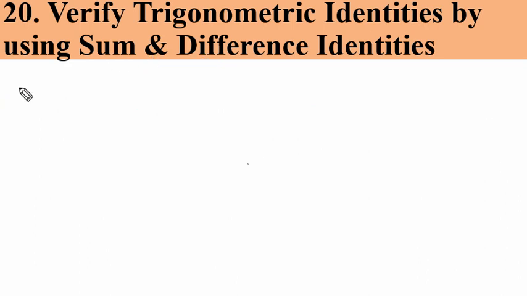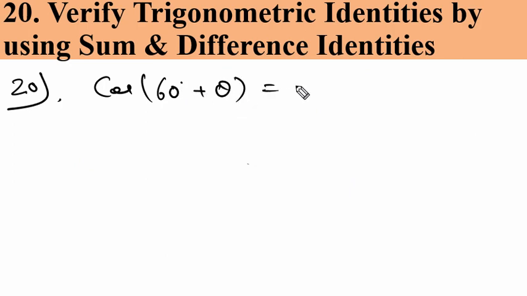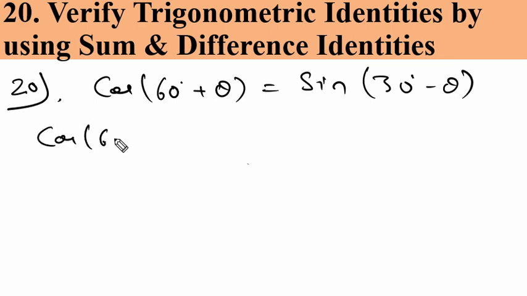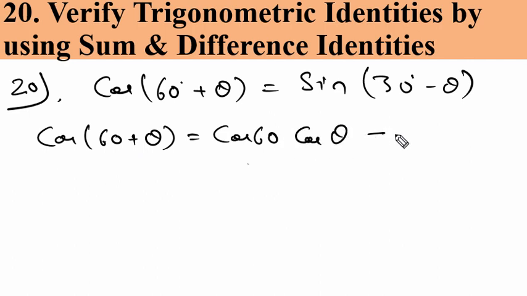Now let's speed up a bit. Cos 60 degree plus theta is equal to sine 30 degree minus theta. So first I will solve cos 60 plus theta. So this is again cos A cos B, cos 60 cos theta minus sine A sine B. And cos 60 is how much? So let's solve using the calculator.